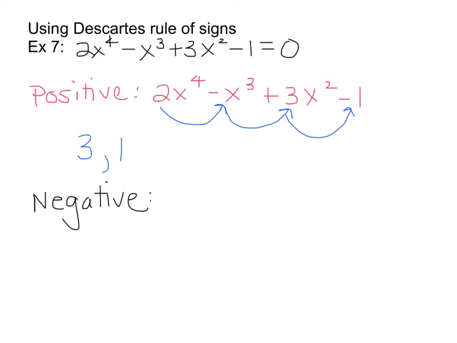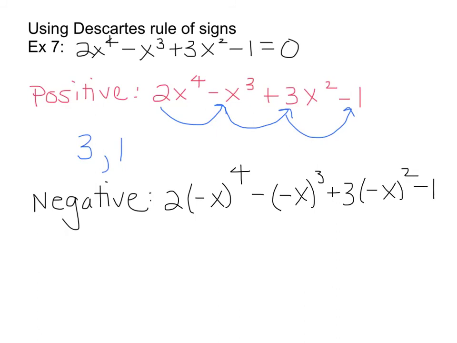Now for us to determine the number of negative real roots, we have to first replace all of our x's with negative x, and then we're going to have to simplify. Okay, so let's start first with the negative x to the 4th power. Any negative number being raised to an even exponent is going to make that become positive again. Okay, negative x to the 3rd power is going to stay negative, but then when you multiply it by that minus sign, it becomes positive again.